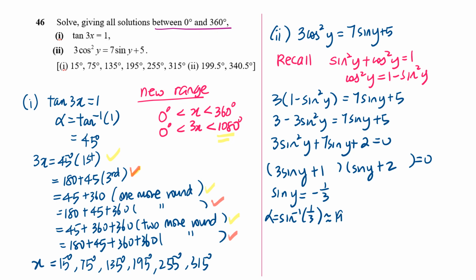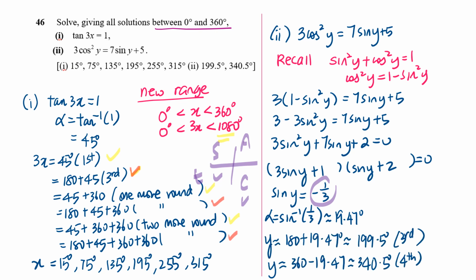So find alpha, which is sine inverse 1/3. This one is negative, so negative ASTC. For sine to be negative will come from third and fourth quadrants, as indicated there for you. But how about the other one, sine y plus 2 equals to 0? That's not applicable because the range for sine y is between negative 1 and 1. Anything more than 1 or less than negative 1 is not applicable.